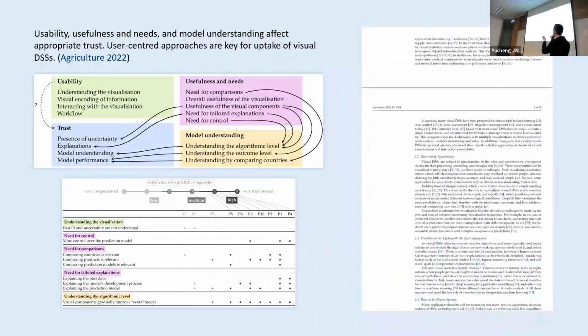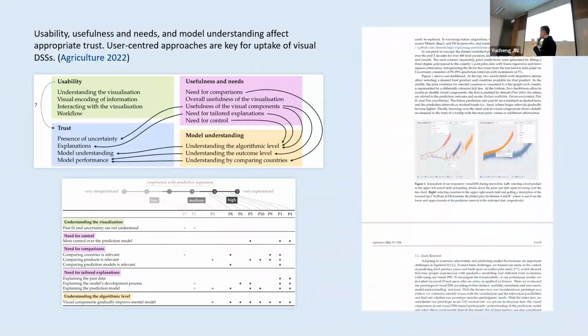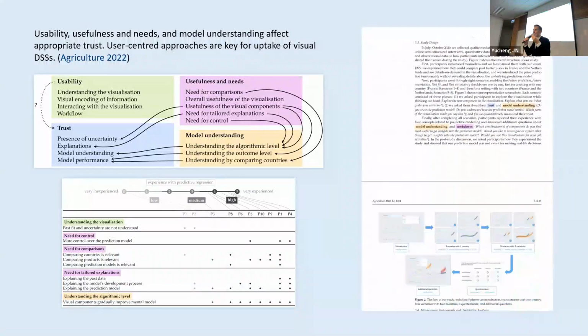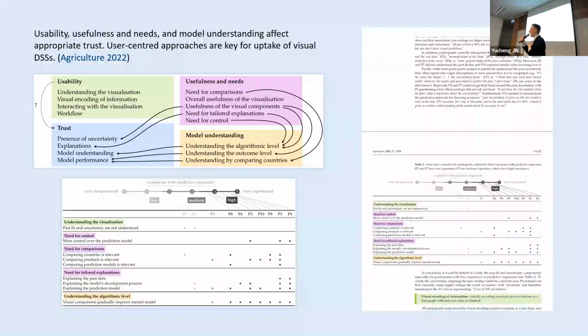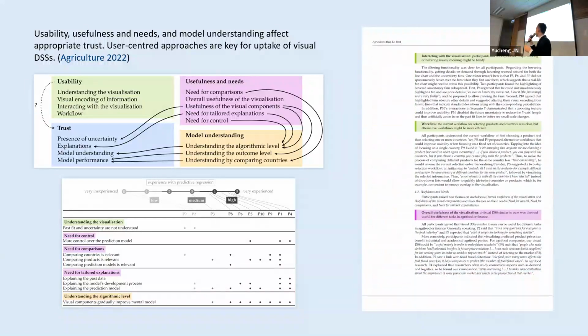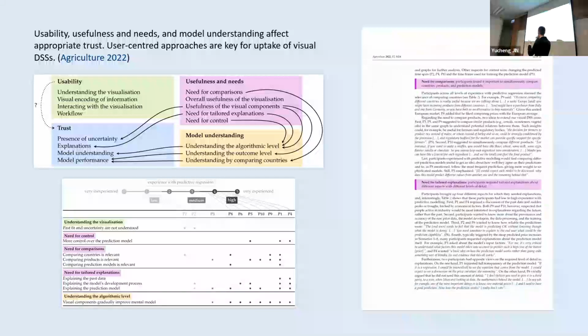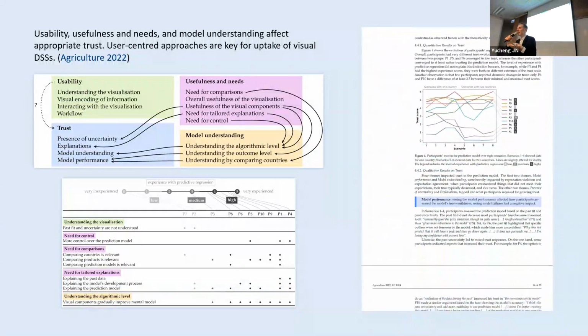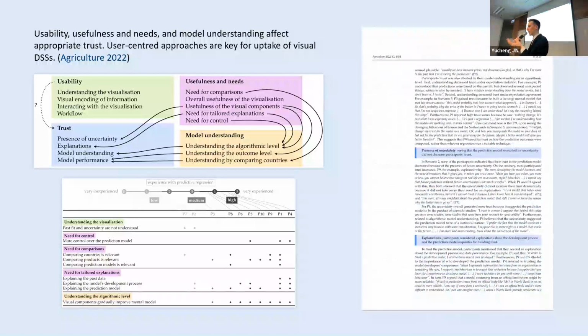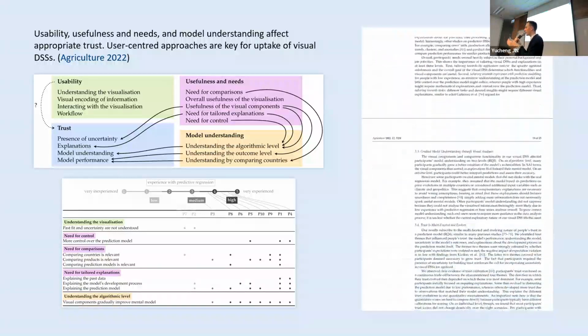Then there was model understanding. Models on the algorithmic level, like do they understand the algorithm behind it by just looking at it? Because I didn't tell them. And do they understand the outcome? So those are two different things. And then finally, there was trust. Do they trust explanations? Do they trust this model? Would they rely on it in a real case? Would they make business decisions, for example, based on these predictions?